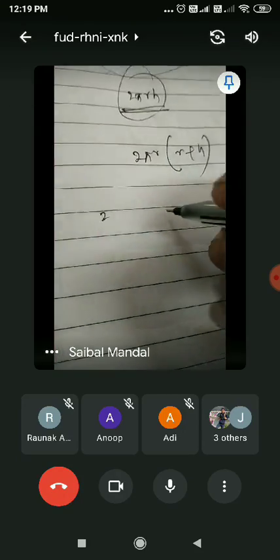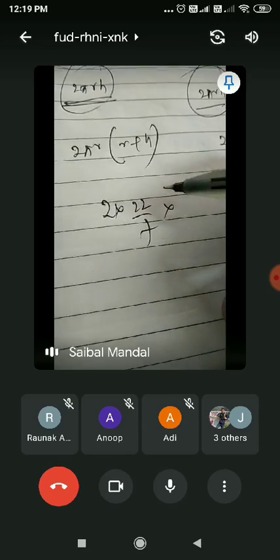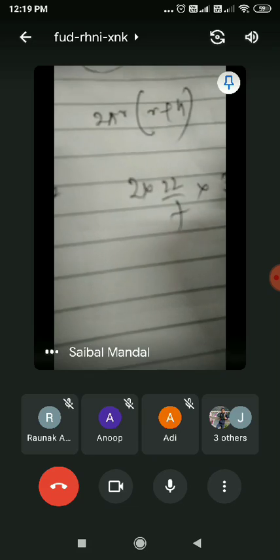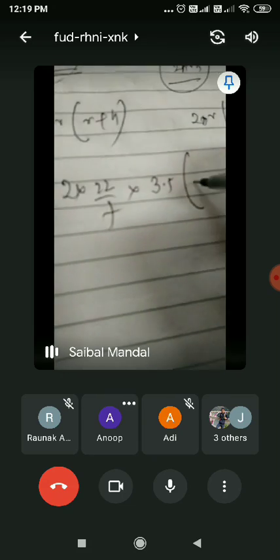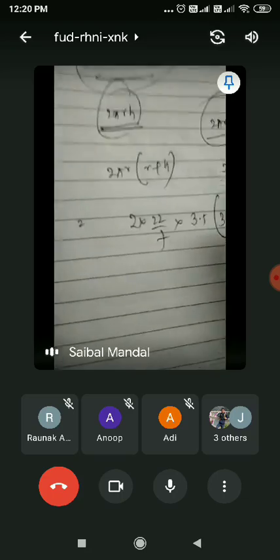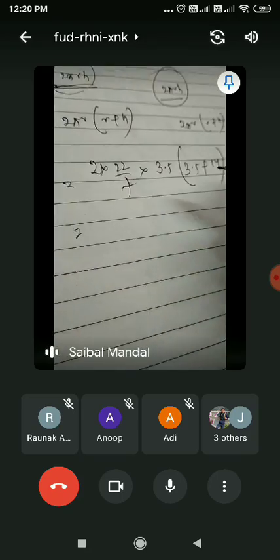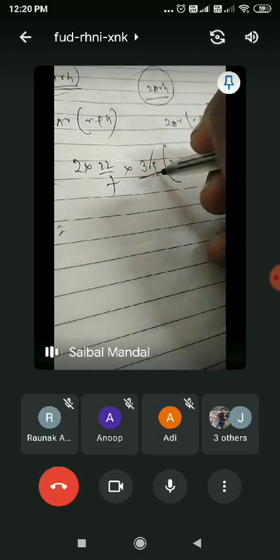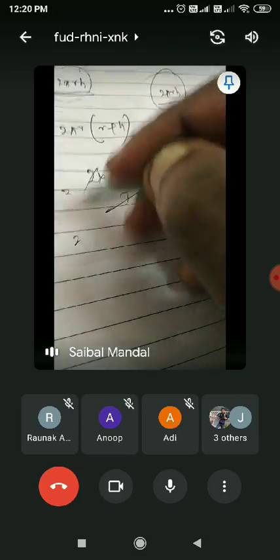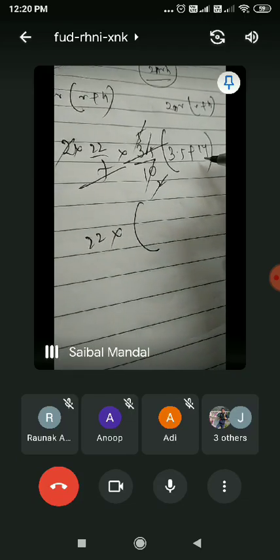For A, 2 into pi means 22 by 7. R means how much, children? 3.5, into radius again 3.5. Height is 14. Let us calculate this. Remove this point, you will get 10. 5 2s are 10. 2 cancelled. 22 into 3.5 plus 14 is how much?